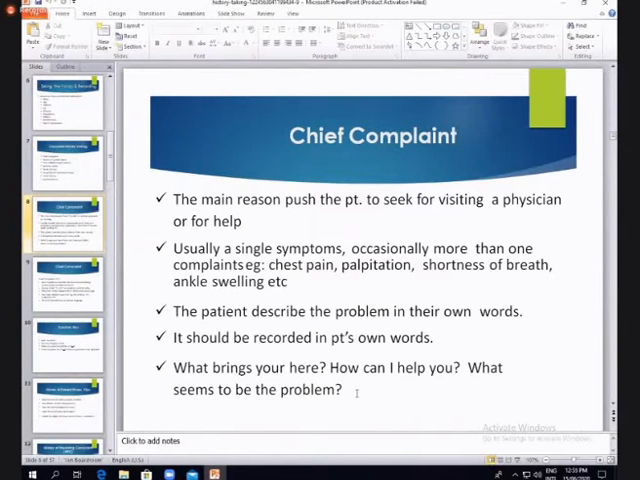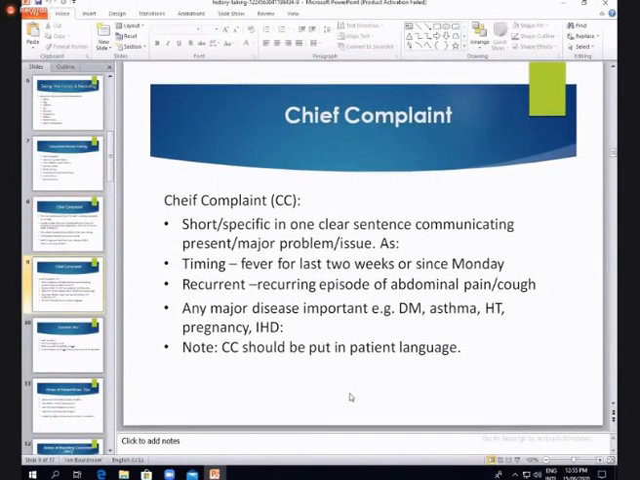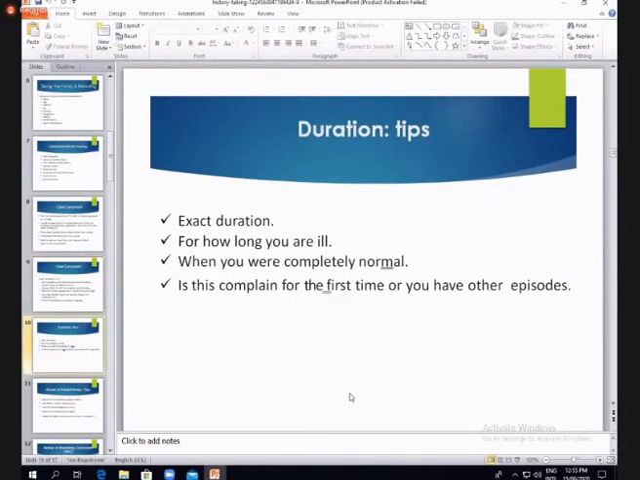You need to be very precise about what started first and how long it has been there. This is your chief complaint. The duration is always tagged with the chief complaint. You cannot put up a chief complaint in the absence of duration. So after going through the chief complaint, you need to go through the history of the chief complaint. But the tip for dealing with the chief complaint is the exact duration, that is, for how long you have been ill, when you were completely normal.